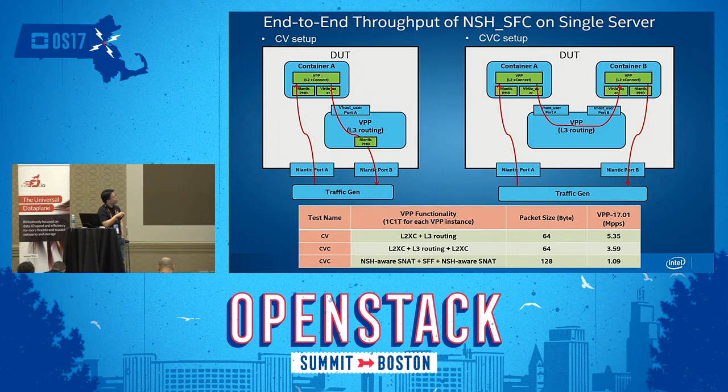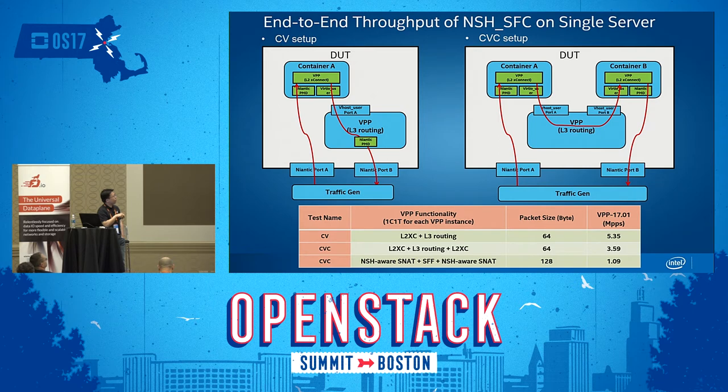The CVC setup has an additional container here, so there will be one more packet move between VPP and the container. As you can see here, we move the packet from the container to VPP and forward it to loop back to the traffic generator via a NIC port. And here we add the additional container. So this VPP, instead of forwarding traffic to the traffic generator, will forward to another container via another vhost-user port.